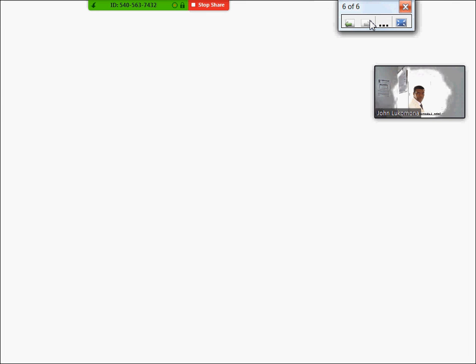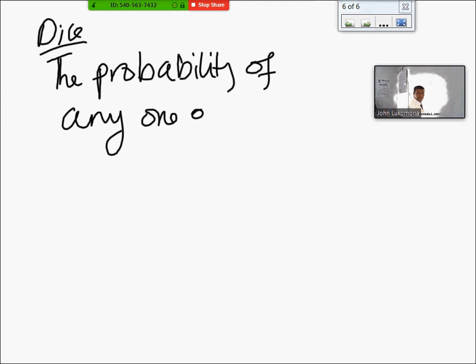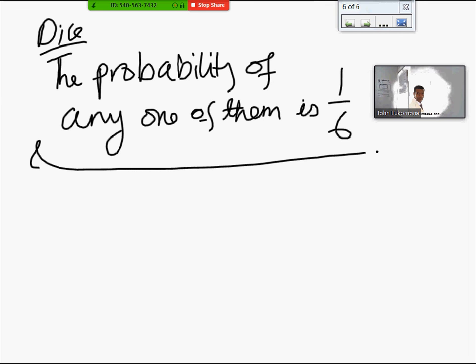So from this, it follows that we can define the probability of getting any one of the numbers from a dice as, yes, this is the dice, right? The probability of any one of the numbers is what? 1 out of 6. Period. End of story. Because there are only 6 chances, and each of these numbers has got equal chances, 1 out of 6.